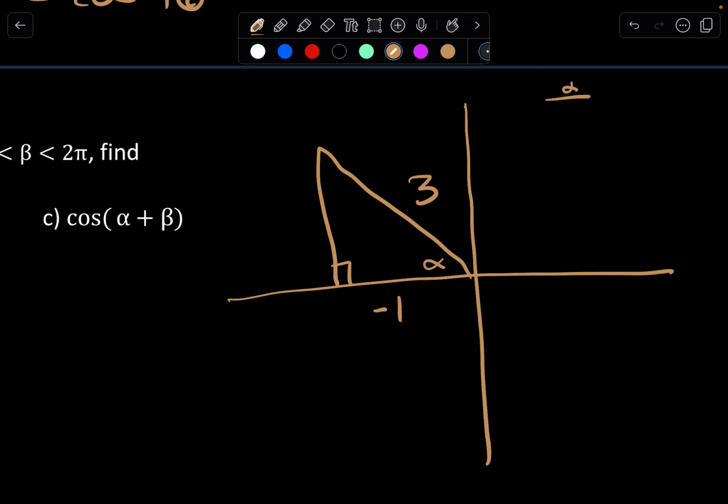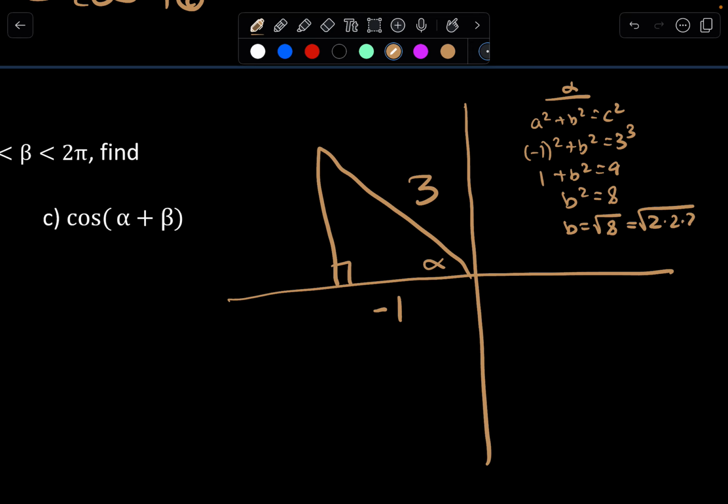So for alpha, we can use Pythagorean theorem, which is a squared plus b squared is equal to c squared. So I have negative 1 squared plus b squared is equal to 3 squared. I get 1 plus b squared is equal to 9, and we get b squared is equal to 8. So we have b is equal to the square root of 8. This can also be rewritten as root 2 times 2 times 2. So we get 2 root 2. You don't have to simplify it to that. Again, sometimes you might see this as a multiple choice, so it helps to practice that algebraic manipulation. And we aren't using plus or minus because it's a side length.